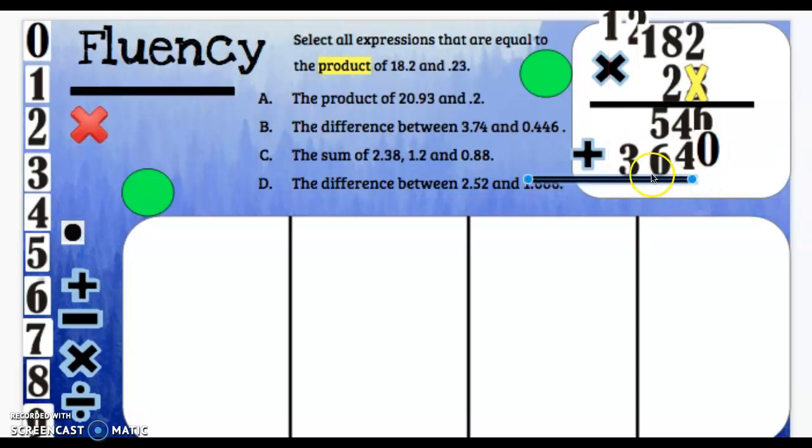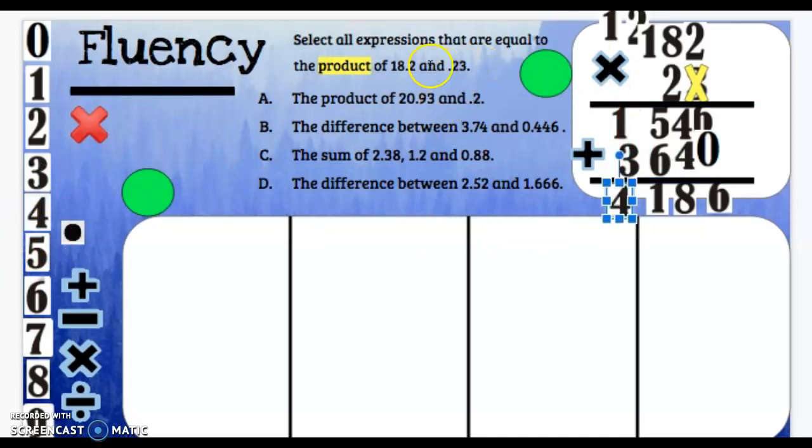So I have, oops, let's slide that over. I have 6 plus 0, which is 6. 4 plus 4 is 8. 6 plus 5 is 11. 3 plus 1 is 4.